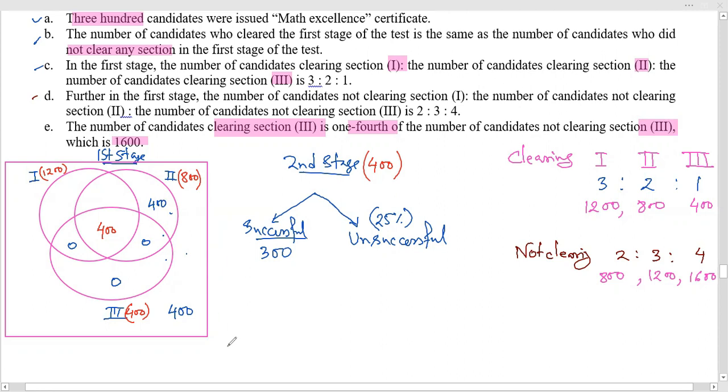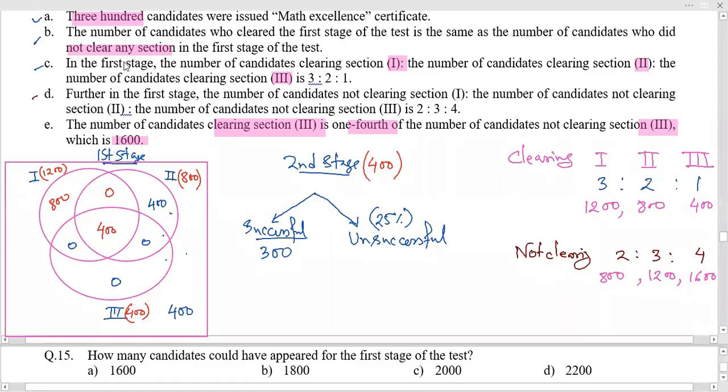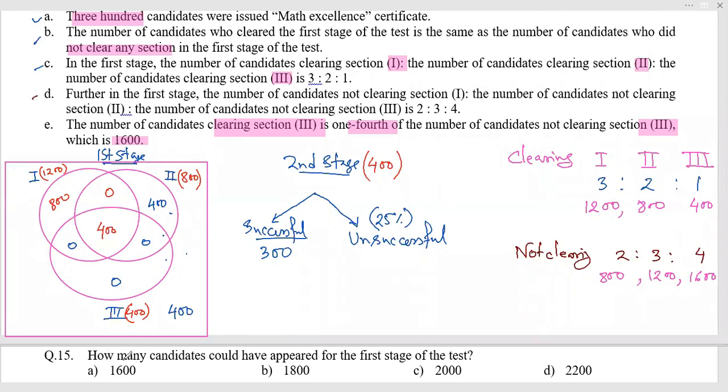This data I got, and once I got that data, I know 800 is the total. It is 400, so it is 0. That means this would be again 0. So only one thing is remaining, 1200, and this is 400, so it should be 800. So all of the data information I have now received from the given information. Now let us go for our first question of the set. How many candidates could have appeared for the first stage of the test?